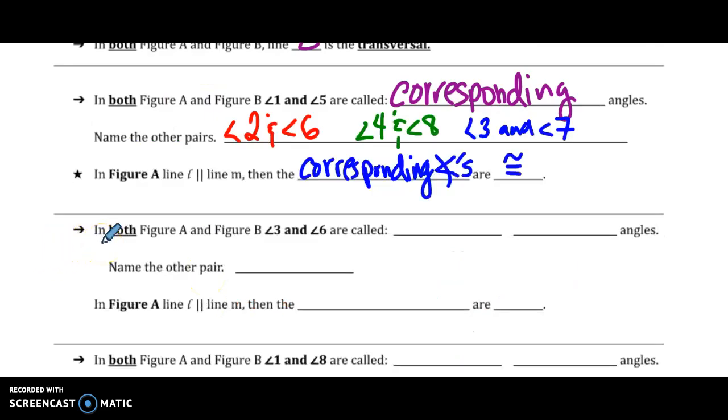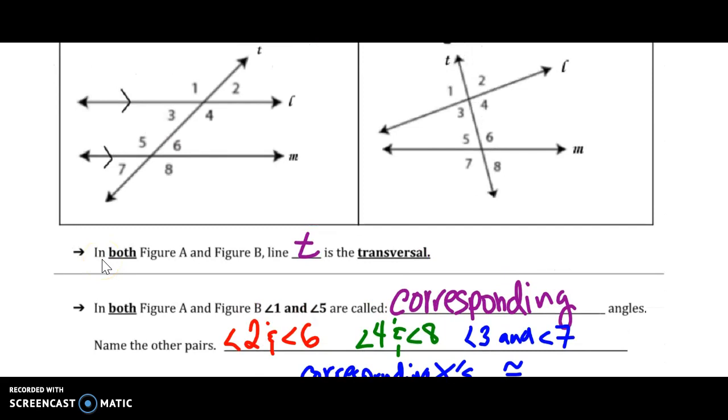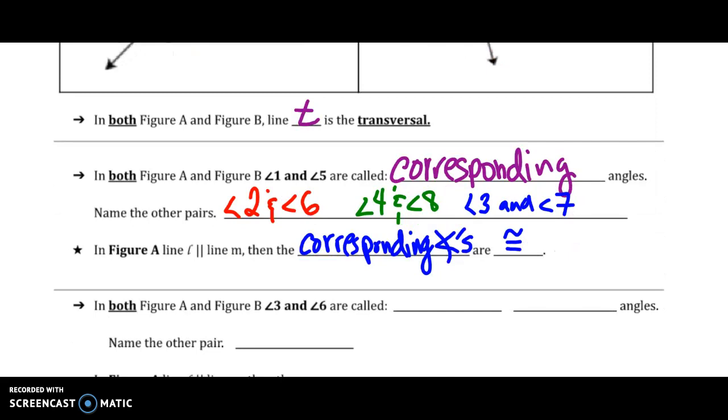In both Figure A and Figure B, they're talking about angle 3 and angle 6 now. So notice that these angles form along the little Z here. This would be like a more crooked Z. These are called alternate interior angles. They are inside the two lines on opposite sides of that transversal.